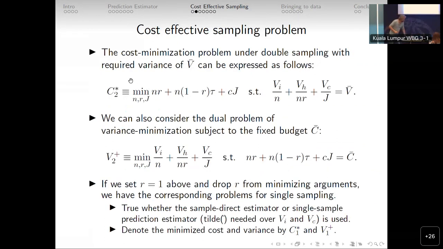Okay, so the optimization problem looks as follows. We can set, and this is a dual problem and the solutions are identical. It doesn't matter which way you approach it. On the one hand, you can either say, you know what? I want to achieve a certain level of statistical precision, let's call that phi bar, for say our estimate of poverty in a country. And I want to do that in the most cost-effective way possible. So what is the optimal double sampling strategy here?